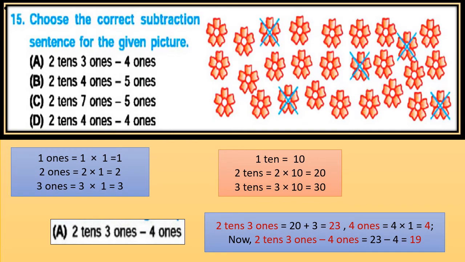Choose the correct subtraction sentence for the given picture. Now, in order to choose the correct subtraction sentence from the given picture, first count the flowers from the picture. By writing numbers on the flowers, count these flowers. Now, do the subtraction, that is subtract 5 flowers from the total number of flowers. Now here you will get the answer.